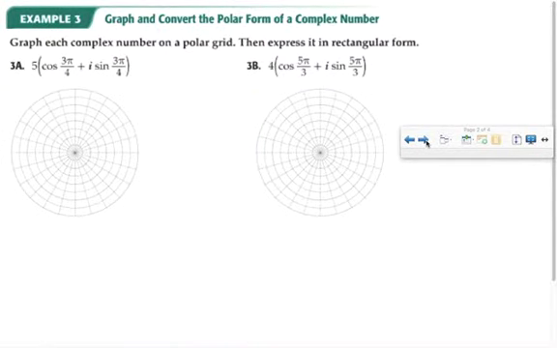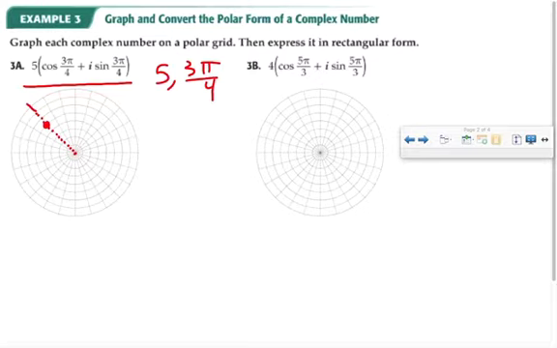Here we're asked to graph the complex number and then express it in rectangular form. In order to graph it, what I'd like you to realize is that this complex number, rewritten as a polar ordered pair, would be 5, 3 pi over 4. Well, 3 pi over 4 is here, so I know it's going to be somewhere on this positive part of that side of the angle, and it'll be 5 circles out. So 1, 2, 3, 4, 5.